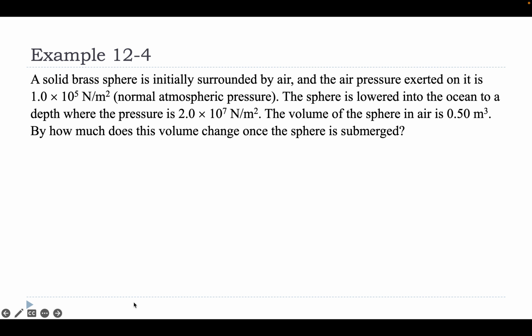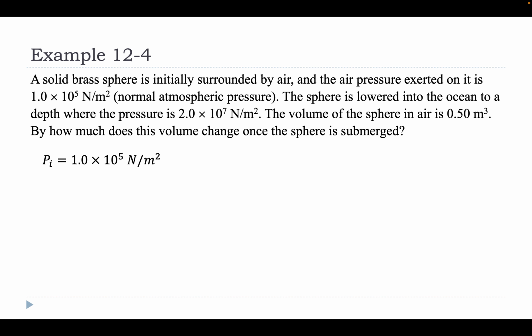So we can look at an example. We have a solid brass sphere. It's initially surrounded by air, and the air pressure exerted on it is atmospheric pressure, which is 1 × 10⁵ newtons per meter squared. The sphere is then lowered into the ocean to a depth where the pressure is very large, 2 × 10⁷ newtons per meter squared. We know the initial volume of the sphere in air was 0.5 meters cubed, and we want to know how much this volume changes once the sphere is submerged.